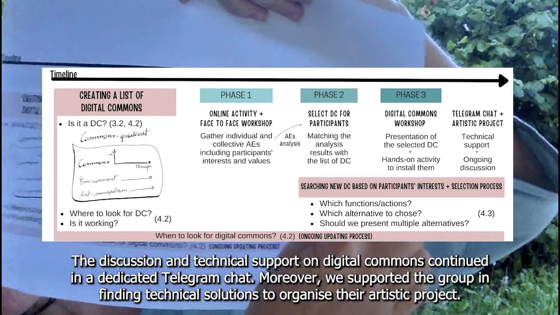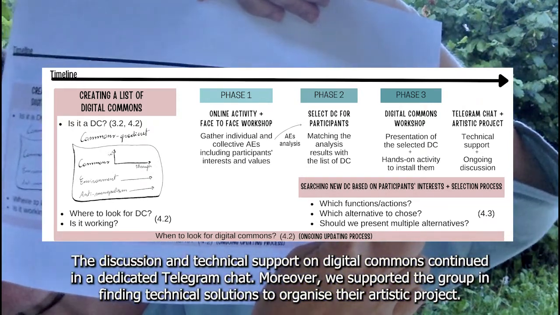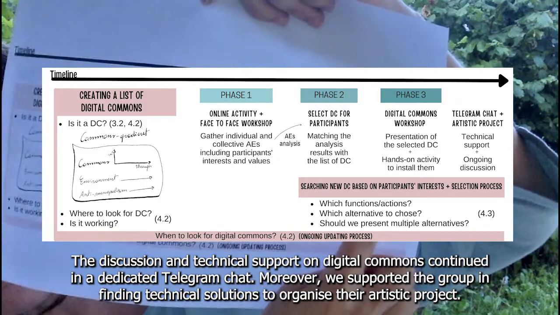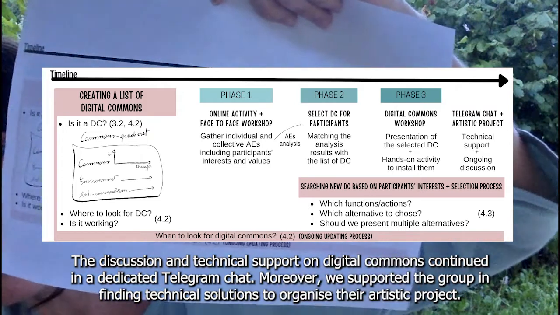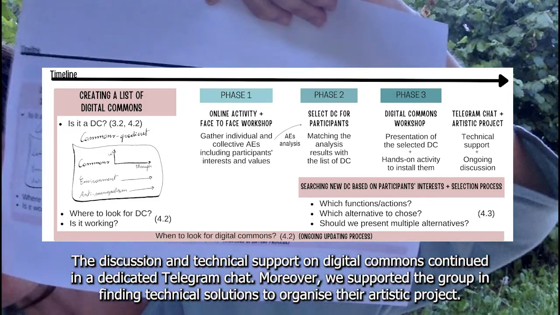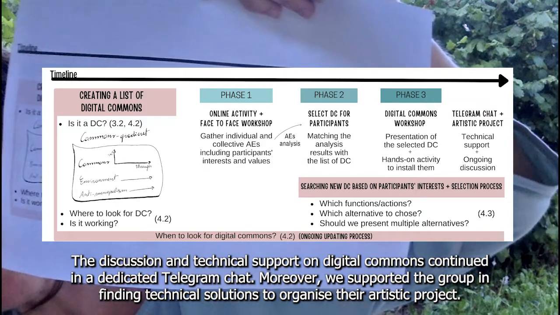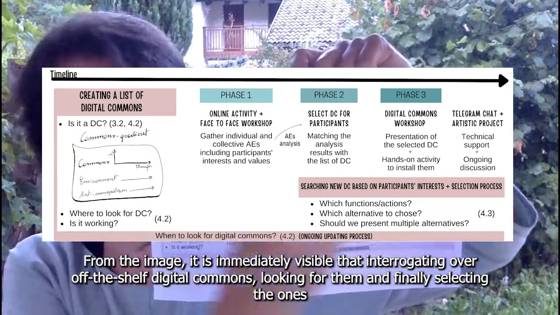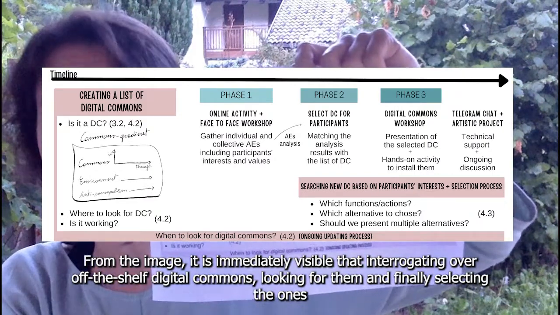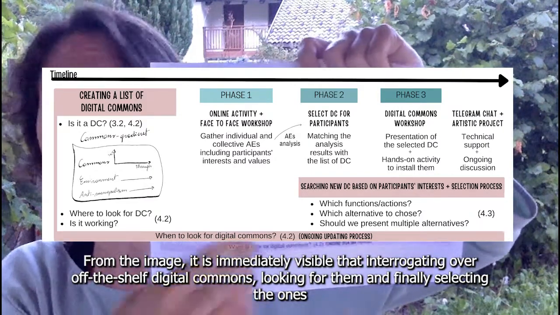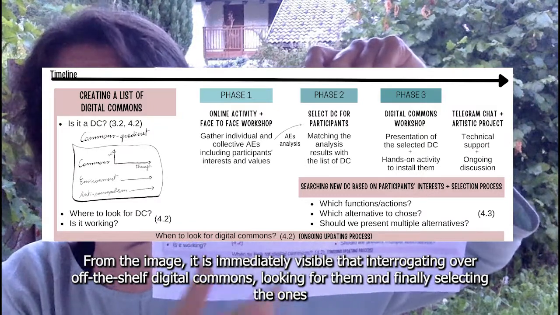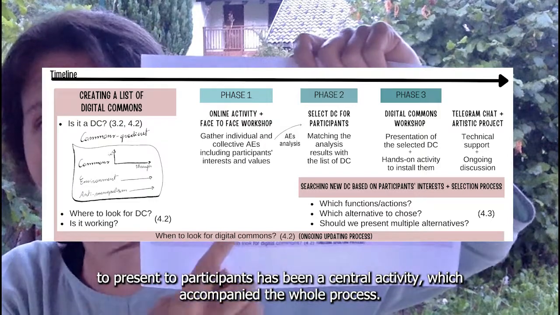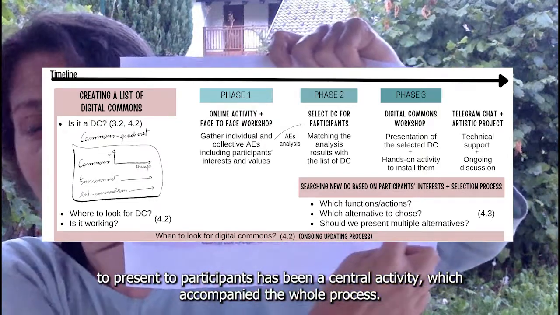The discussion and technical support on digital commons continued in a dedicated Telegram chat. And moreover, we supported the group in finding technical solutions to organize their artistic project. From this image, it is immediately visible that interrogating over off-the-shelf digital commons, looking for them, and finally selecting the ones to present to participants has been a central activity which accompanied the whole process.